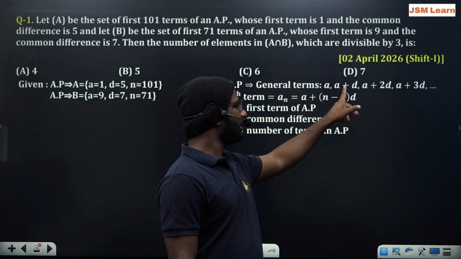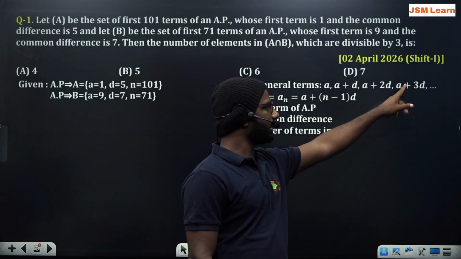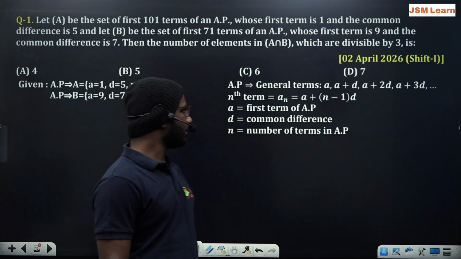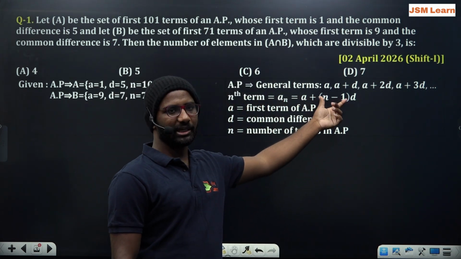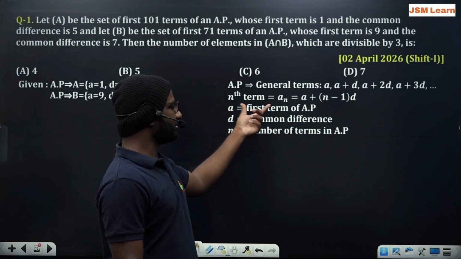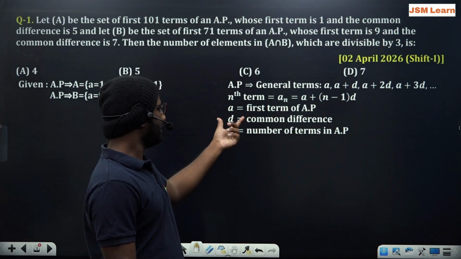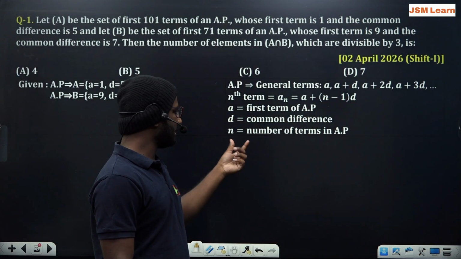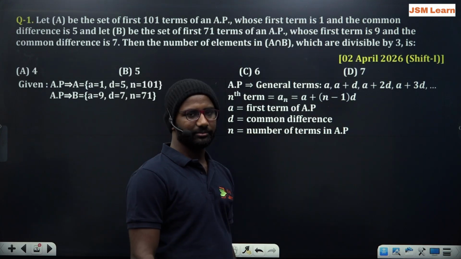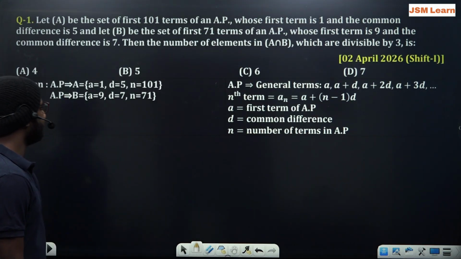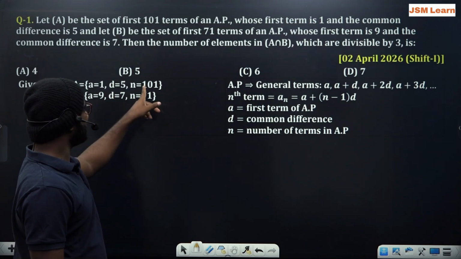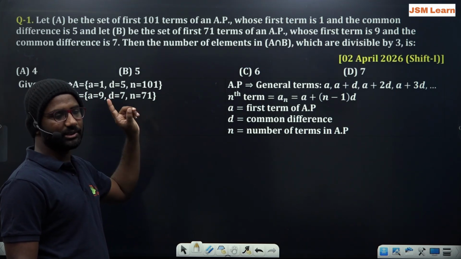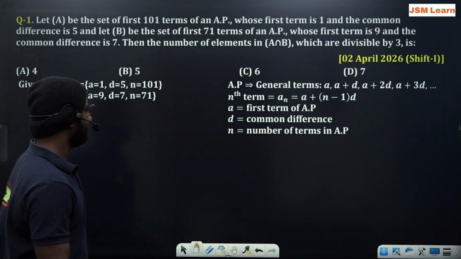Next, AP general terms are in the form a, a plus d, a plus 2d, a plus 3d, and so on. The nth term of an AP can be written as a plus n minus 1 times d, where a is the first term of the AP, d is the common difference, and n is the number of terms in the given AP. We are going to write the terms one by one.